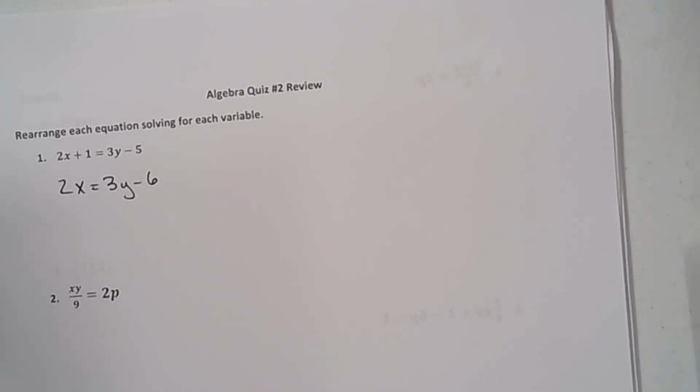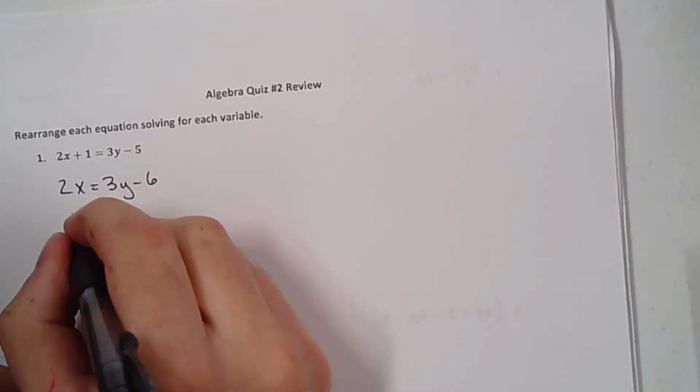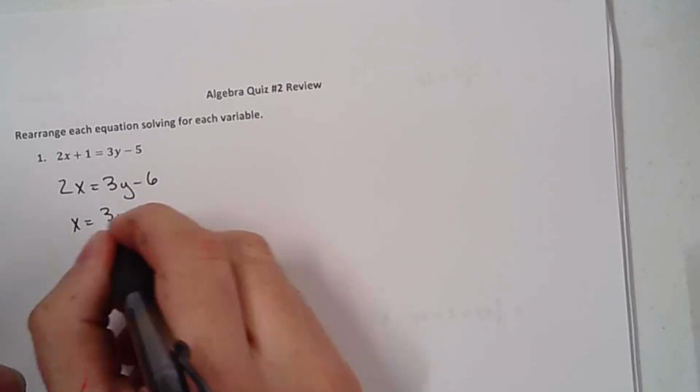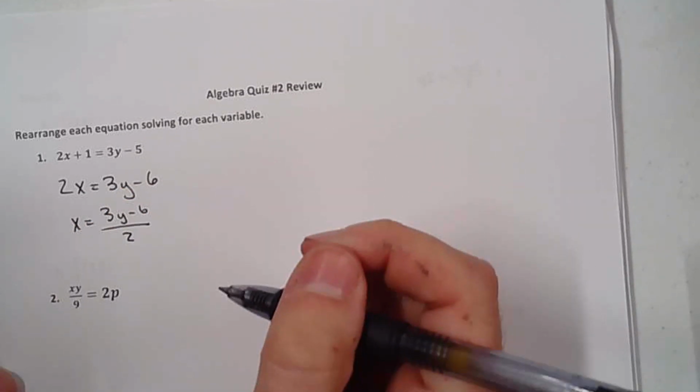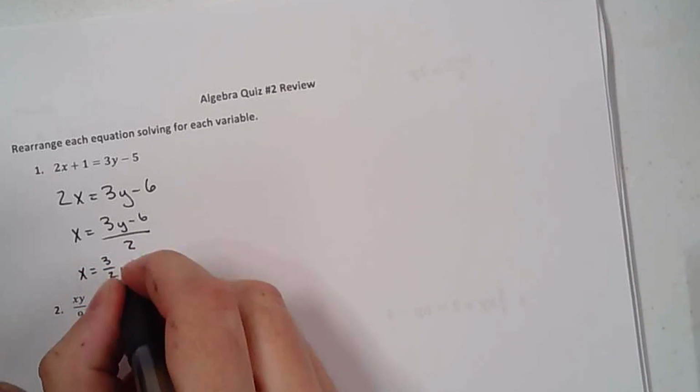How do we separate with math? Divide, like divorce, right? So we divide everything. Now, when we do this, there's a couple ways you can do it. You can either go x equals 3y minus 6 all over 2, right? Because that's dividing everything. Or you could have also written x equals 3 halves y minus 3.